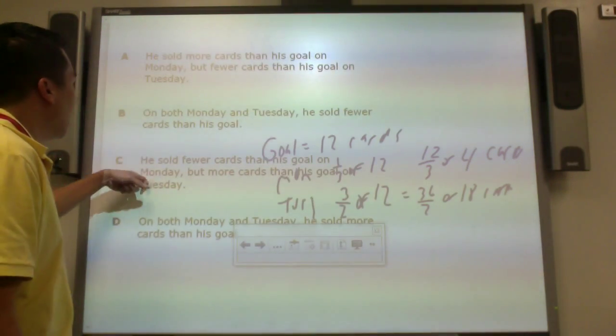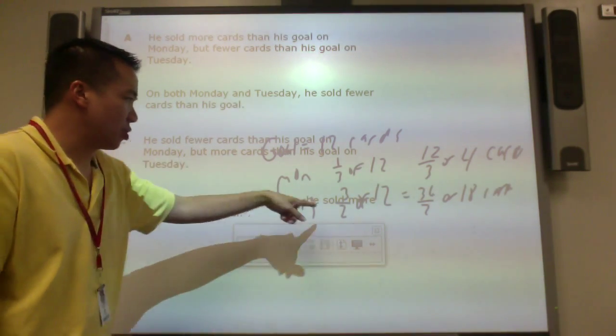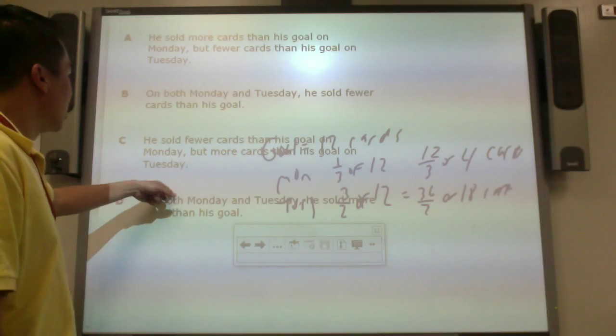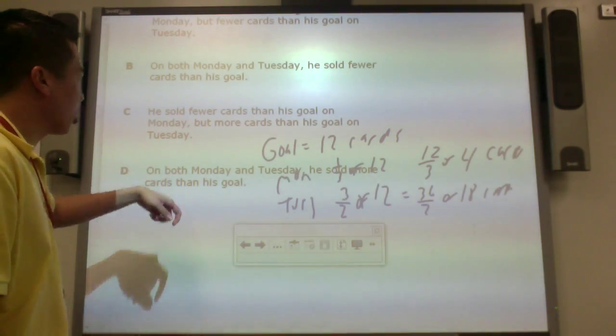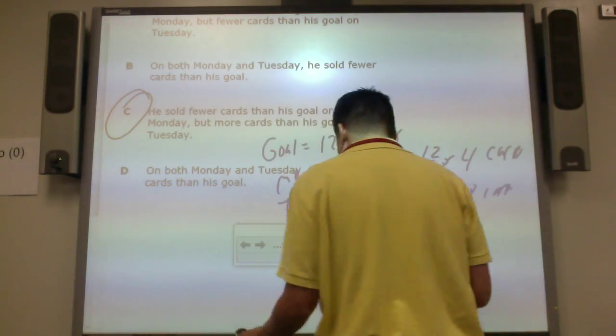Next one. On both Monday and Tuesday, he sold fewer cards. No, he didn't. He did a really good job on Tuesday. He sold fewer cards than his goal on Monday, but more cards than his goal on Tuesday. C is the answer. On Tuesday, he did really good.